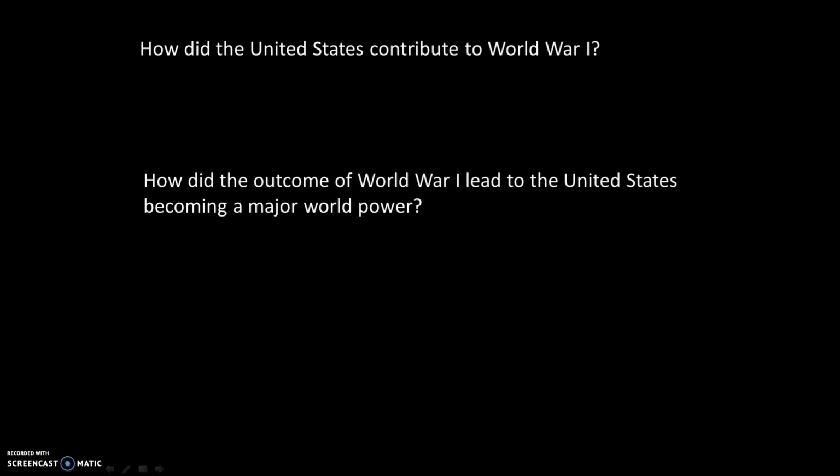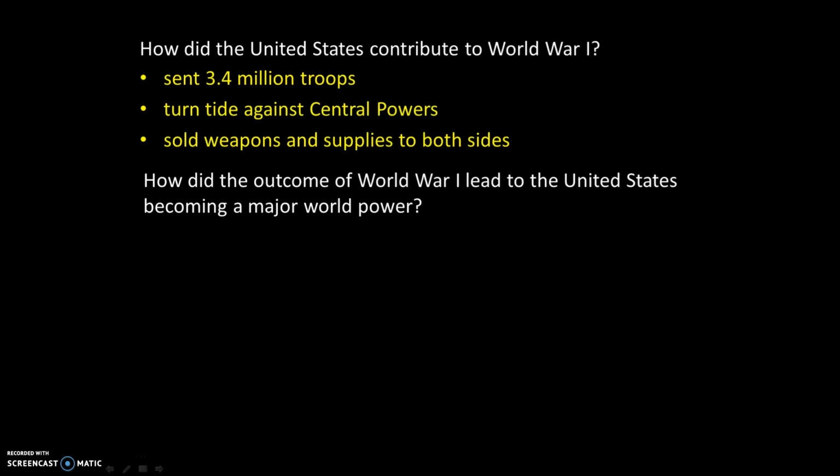So the next couple questions here: how did the U.S. contribute to World War I, and how did the outcome of the war lead the United States to become a major world power? So looking at the first one, some of the answers you could give there is we sent troops over. This helped to turn the tide against the Central Powers. And also prior to our involvement in the war, we sold weapons and supplies to both sides of the conflict.